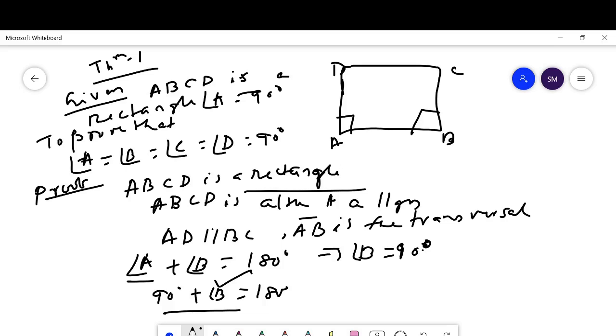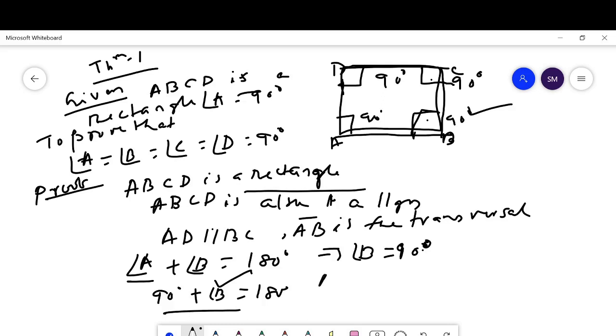In the same way, as AB is parallel to CD and BC is the transversal, angle B and angle C are co-interior angles. Then angle B and angle C are supplementary, so the sum of angle B and angle C is 180 degrees. When angle B is 90 degrees, angle C is 90 degrees. In the same way, we can prove angle D is also 90 degrees.